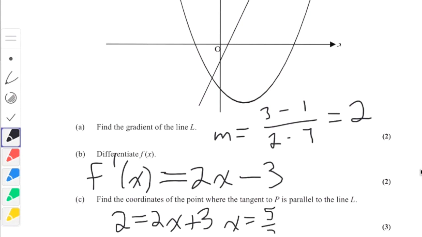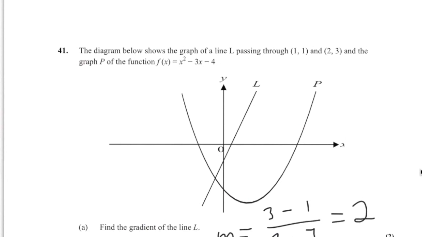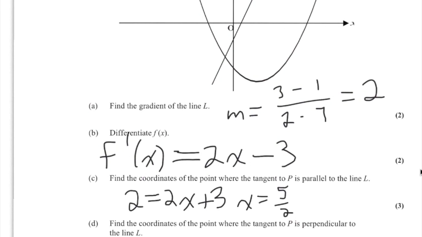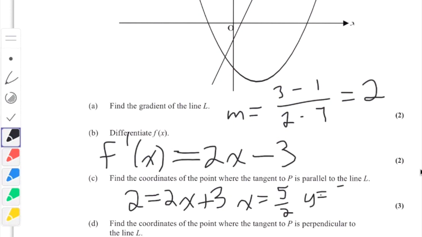Now, I know the x value. I need to find the y value. So I'm going to take the 5 over 2 and plug it into my original function up here. Anywhere there's an x, I'm going to put 5 over 2 in this function, and then I'm going to get the y value at that point. So y is going to be 5 over 2 squared minus 3 times 5 over 2, minus 4. When you do that calculation, you get the coordinates: the x value is 5 over 2, and the y value is negative 21 over 4, or negative 5.25. That's the answer to C.